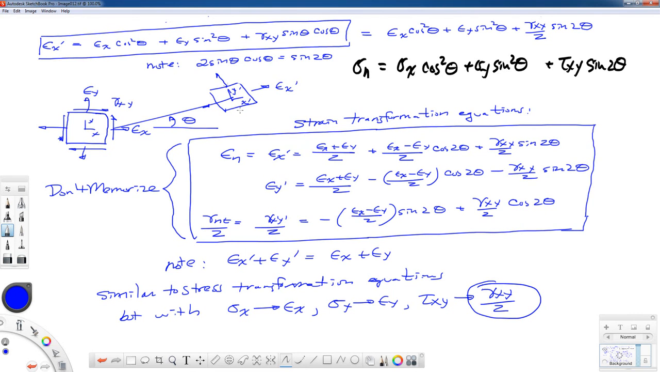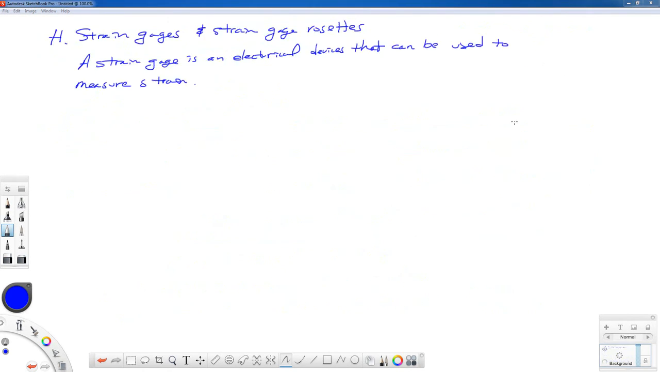These equations will allow me to tell the numbers for the strains on this new block at this new orientation for any angle theta that I want, knowing the original strain state. All right, we're going to continue this lecture just a little bit, and we're going to talk about something called strain gauges, and then after we talk about that, we will get the shearing strain gamma x prime y prime. So let's talk about strain gauges and then something called a strain gauge rosette.